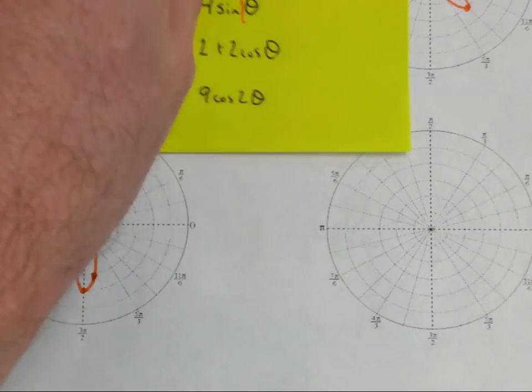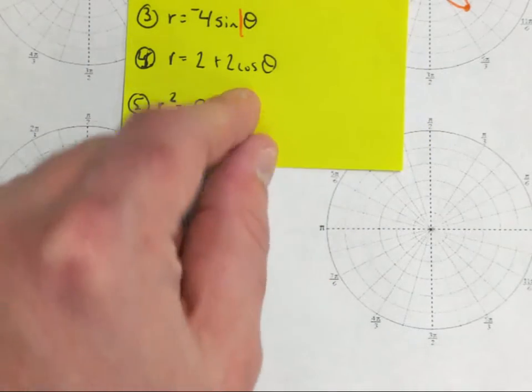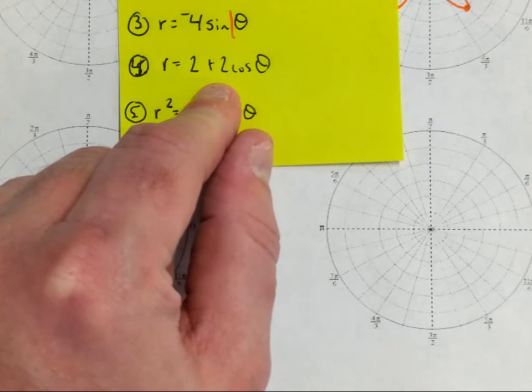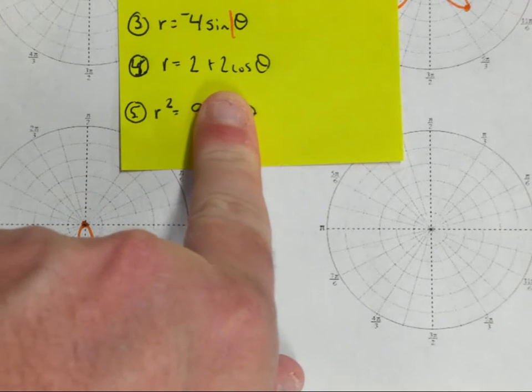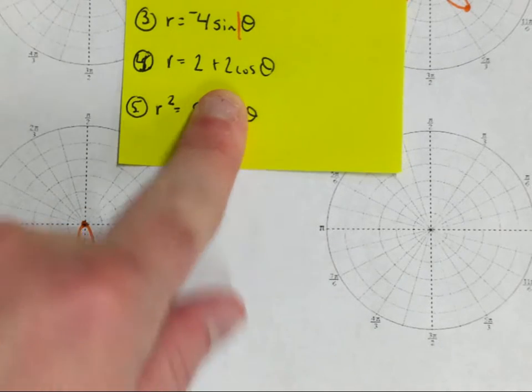Number 4. Kira, what type is this, hon? Cardioid. Very good. It's a plus, and the absolute values of A and B are the same. So on this one, I need to make a what, Zach Moon? Chart. Yep.